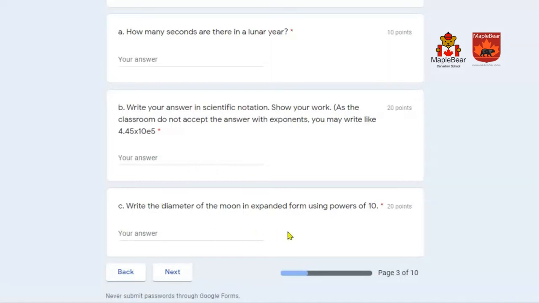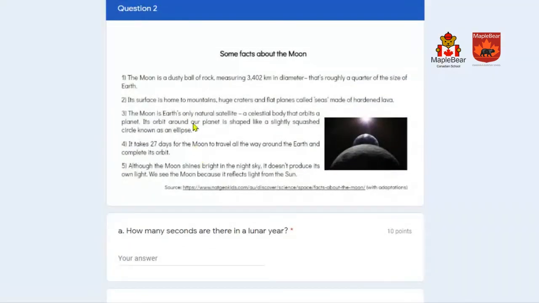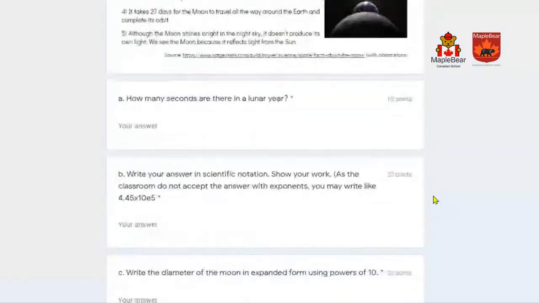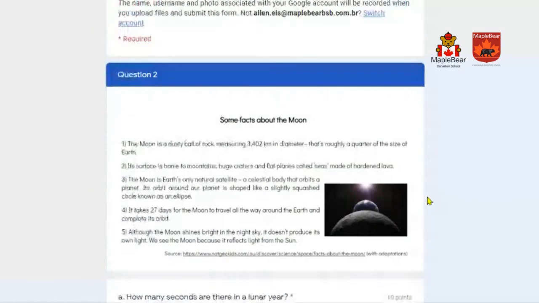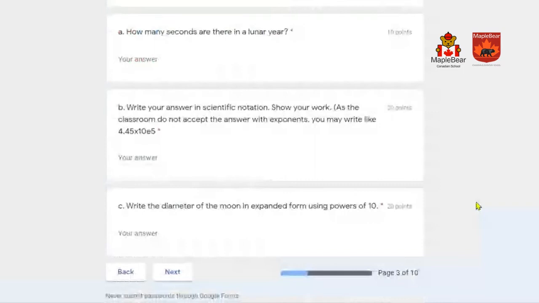Write the diameter of the moon in expanded form, use powers of 10. So you're going to come back to your test. Okay, and you're going to look for what is the diameter of the moon. Yes, so the diameter of the moon, you're going to look for in your test here and figure out how to write this number in expanded form, use powers of 10.